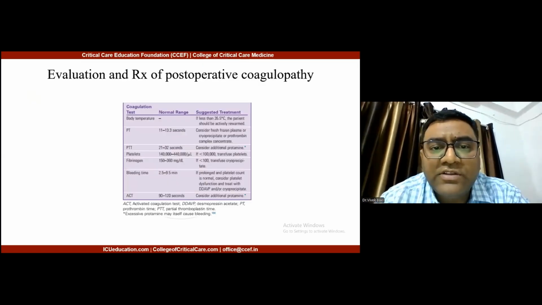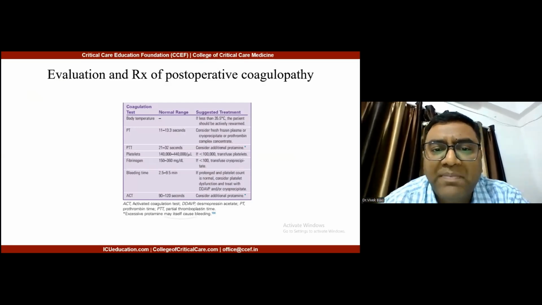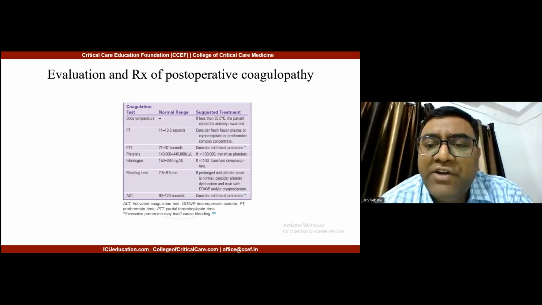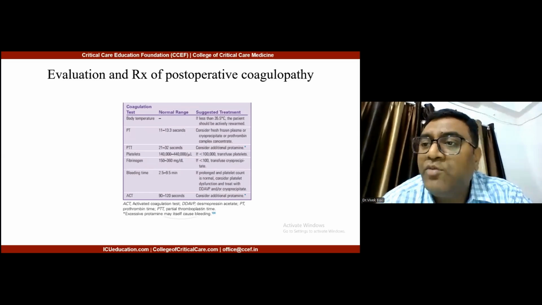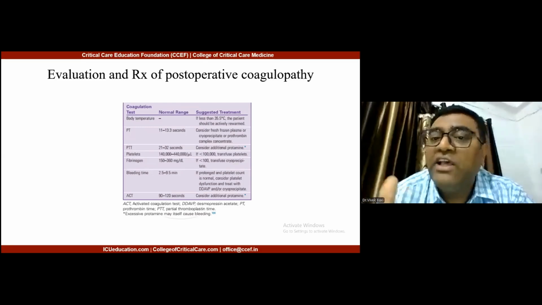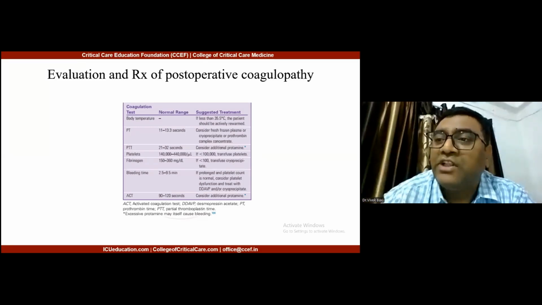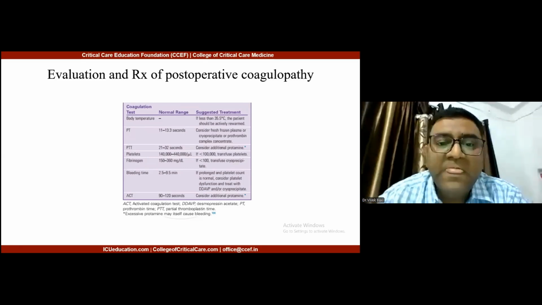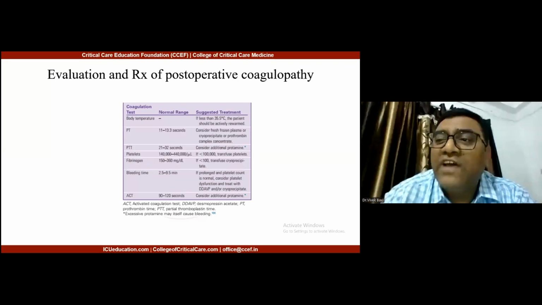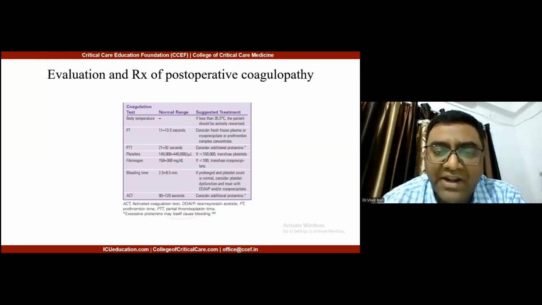how can you manage? You need to see the body temperature. If it is less than 35.5 degrees, you need to rewarm the patient. Do coagulation profile, PT, INR, APTT. You can treat with FFP, but again, be careful because the volume of FFP needed to correct your coagulation factor is very high. So sometimes prothrombin complex concentrate is highly helpful in such patients with low EF and risk of fluid overload. Okay, platelets, if they are low, you need to transfuse the platelets. Again, aminocaproic acid you can use in such patients to decrease your bleeding.